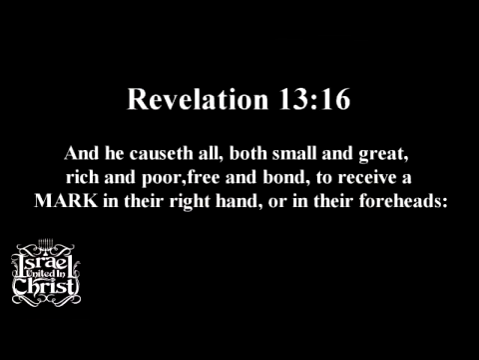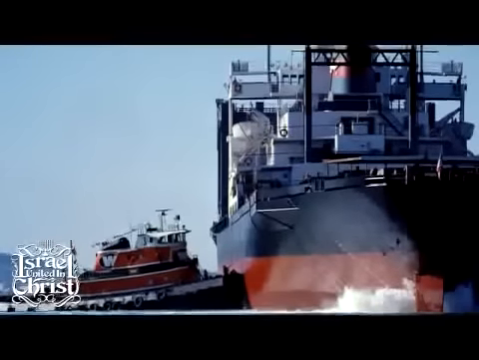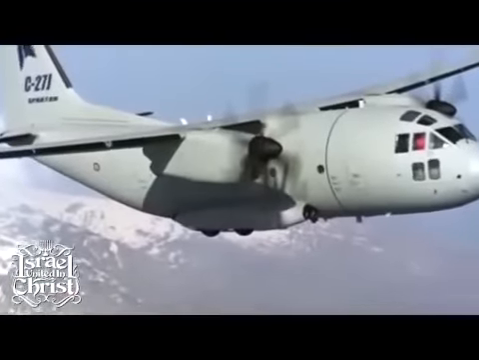Right. Let's get some more precepts for causing all to receive. Revelation 13 and 16 again. And he causeth all. Notice it says all. And he causeth all, both small and great, rich and poor, free and bond, to receive a mark in their right hand or in their foreheads. And that no man might buy or sell, and that no man might traffic, trade, save he that had the mark.